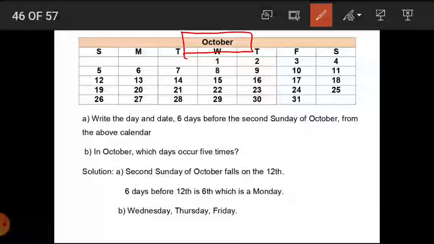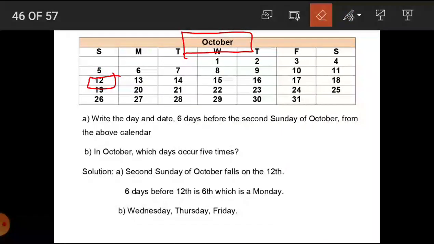The very first question given to us is, write the day and date 6 days before the second Sunday of October from the above calendar. Now we have to find the 6th day before the second Sunday. Which is the second Sunday? Over here, that is 5th of October. 5th of October is the second Sunday. Sorry, that is the first Sunday. Second Sunday is over here, 12th of October.